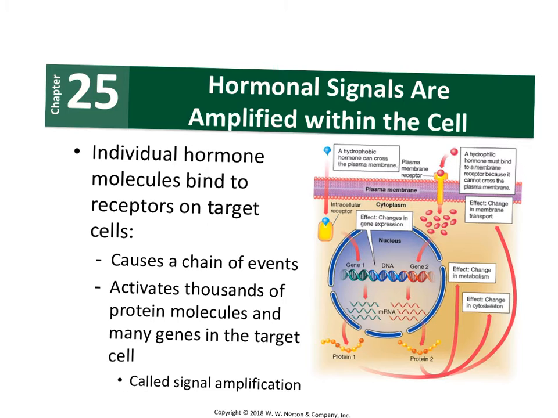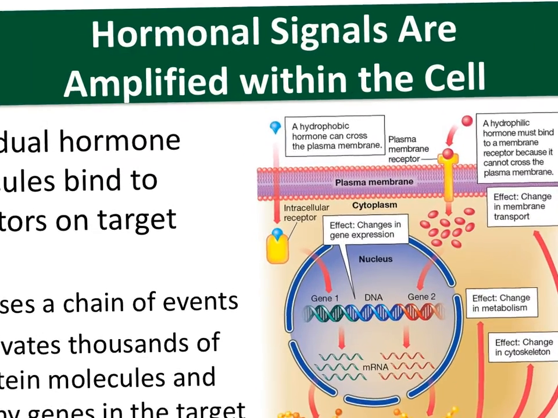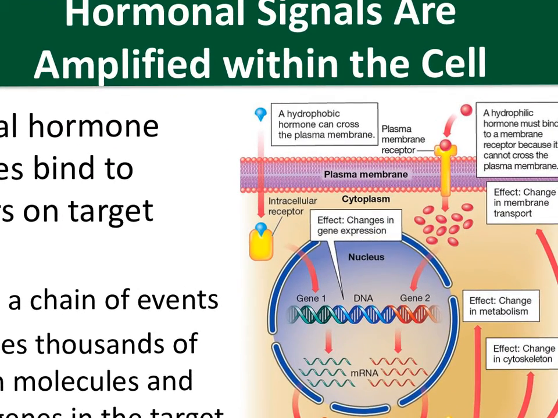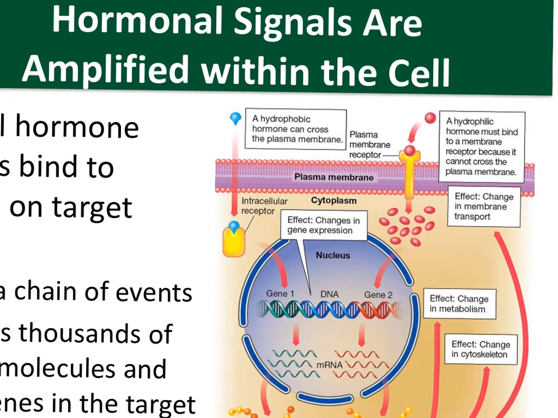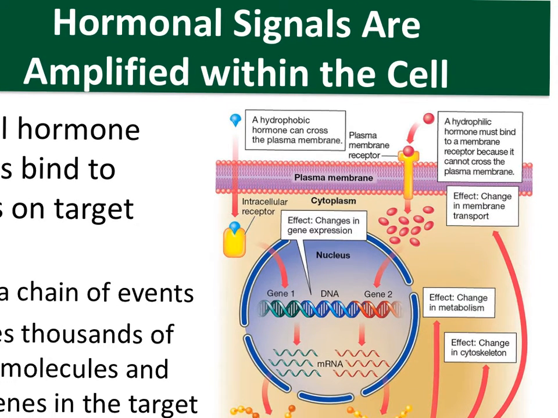So individual hormone molecules bind to receptors on target cells, and this usually causes a chain of events, which then activate thousands of protein molecules and many genes in the target cell. And what this does is it amplifies the signal. So here's a cell, plasma membrane. A hydrophobic class hormone can cross the plasma membrane.